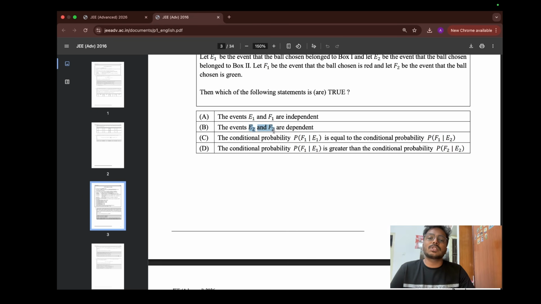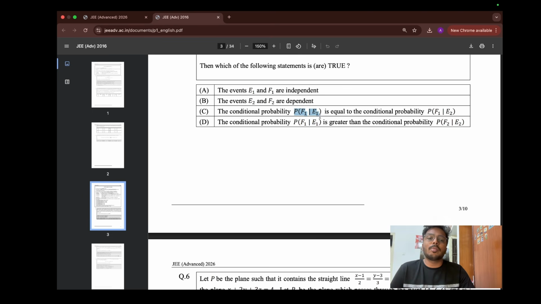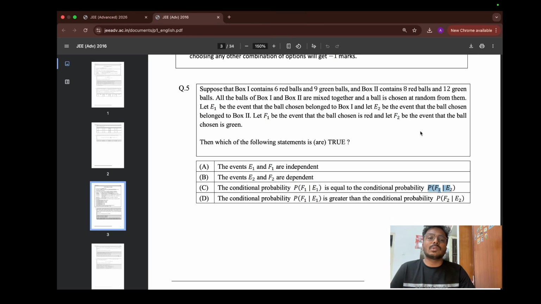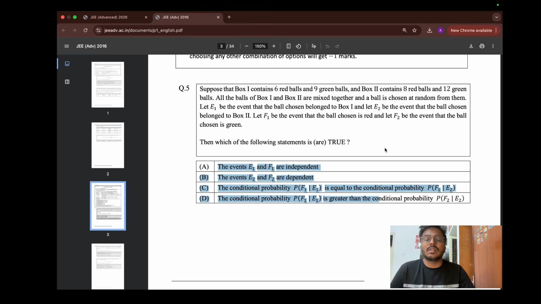So you just have to compute the probability of E1 intersection F1, compute the probability of E2 intersection F2 for the second option, and then these conditional probabilities. You know the formulas for conditional probabilities. So you just have to do a little bit of computation. This is an easy question, but you have to compute a lot of things, which demands some time. So let us give this a score of 7.